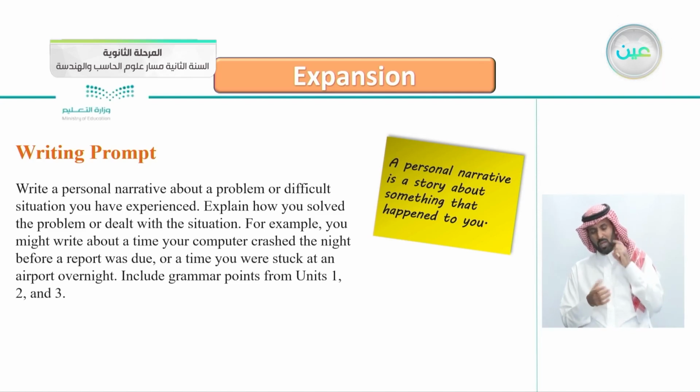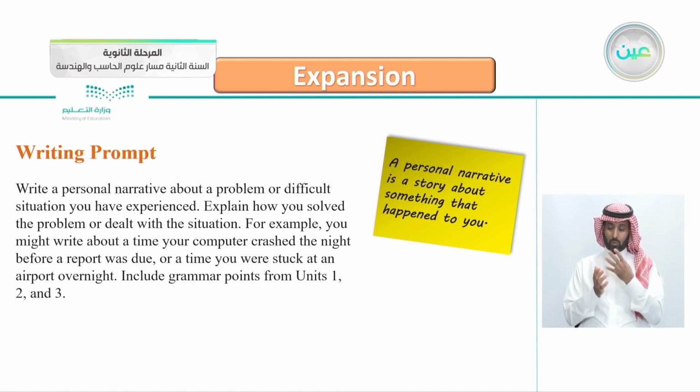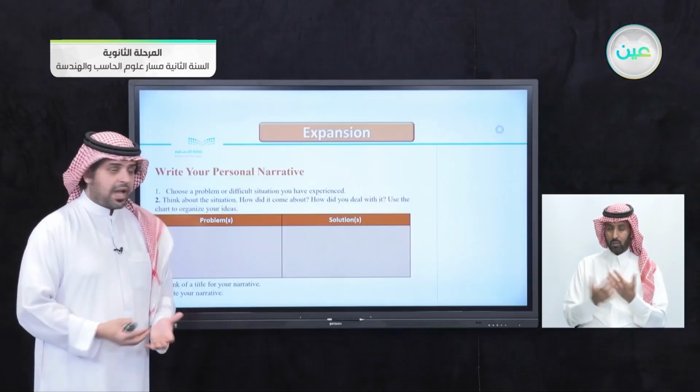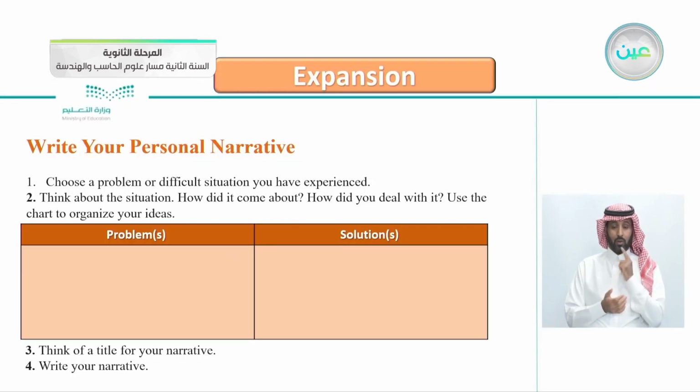Include grammar points from units 1, 2, and 3. So this is a personal narrative. Choose a problem or a difficult situation that you have experienced. Try to remember and choose a specific problem. Think about the situation. How did it come about? How did it happen? How did you deal with it? What did you do? Use the chart to organize your ideas. You have to fill this chart yourself to write the problem, or the problems maybe, and the solution or the solutions.